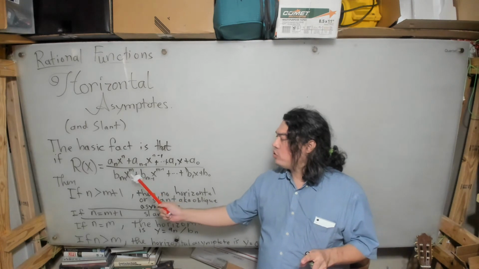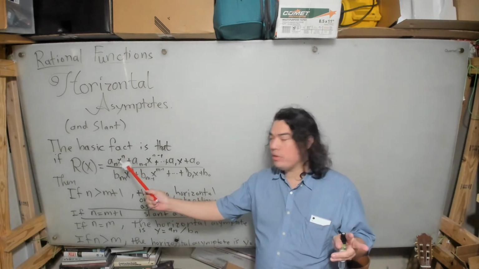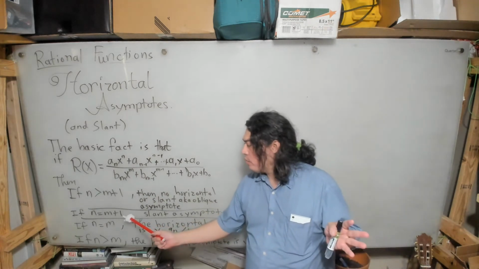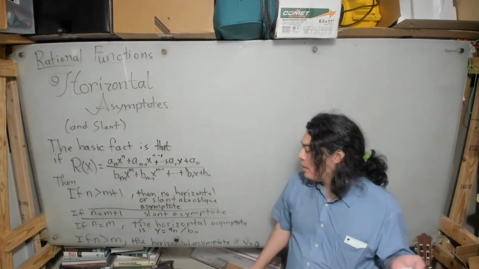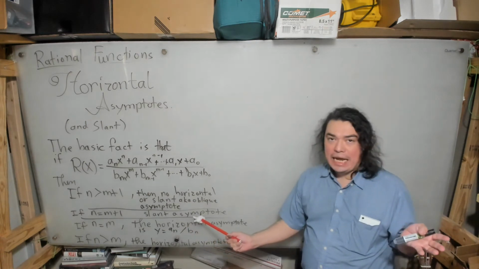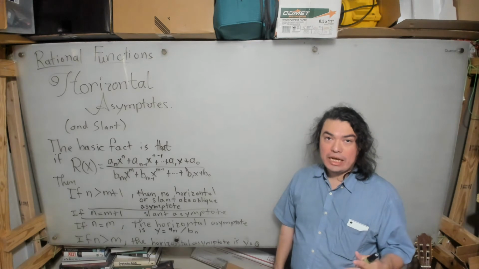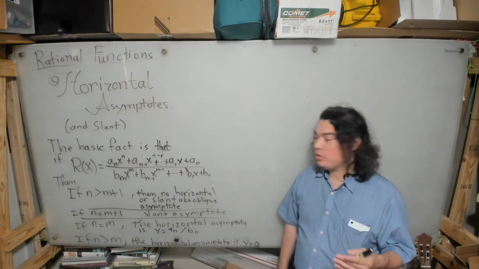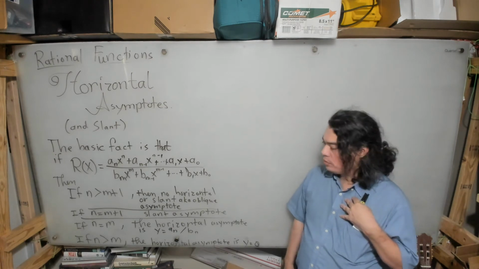Now, the second case is if n equals m plus 1. Like if m was 2 and n was 3, we would be in this scenario. Or if the bottom had a degree of 3 and the top had a degree of 4. Then we have a slant asymptote. And we're going to get the slant asymptote using long division or synthetic division, depending on what the case may be, although I prefer long division.